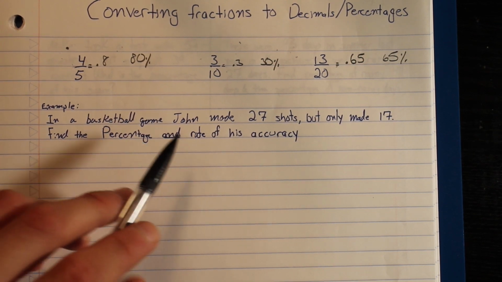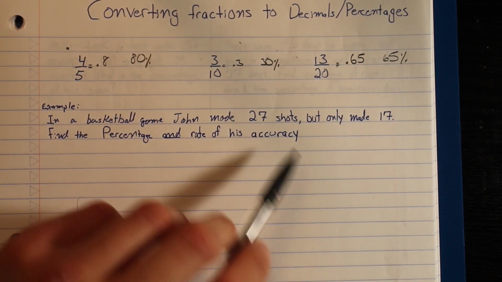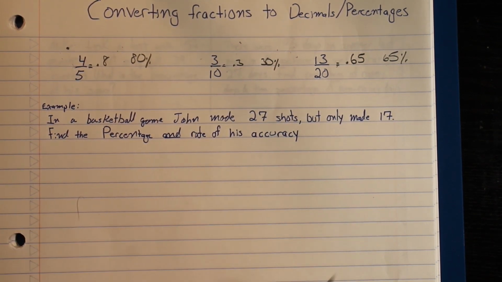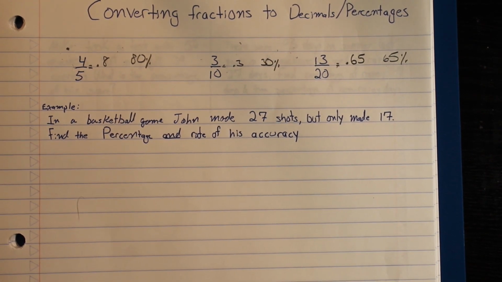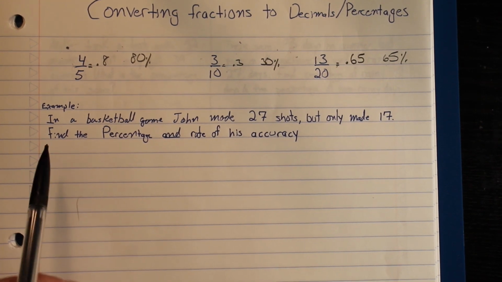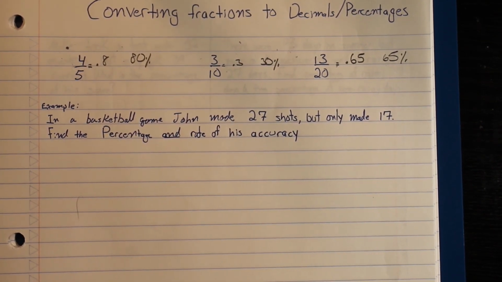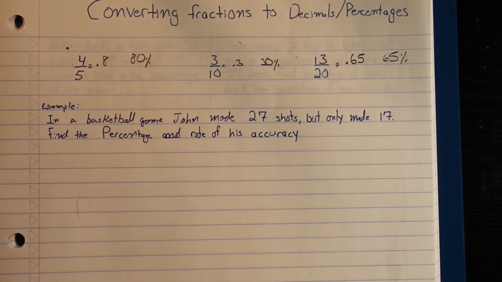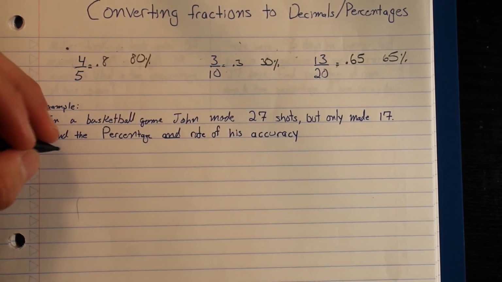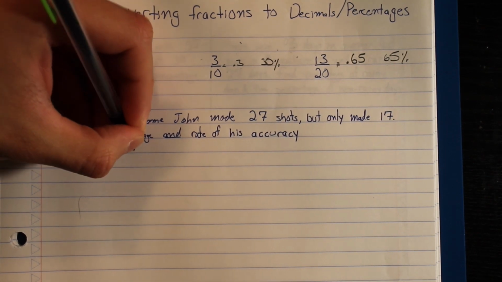So now we have an example. In a basketball game, John threw the ball 27 times, but only made it 17 times. So he scored 17 times out of the 27 shots that he threw in total. Only 17 of them went in. It's asking us to find the percentage and the rate of his accuracy. The rate of his accuracy is really just going to be the decimal. We'll start with that.